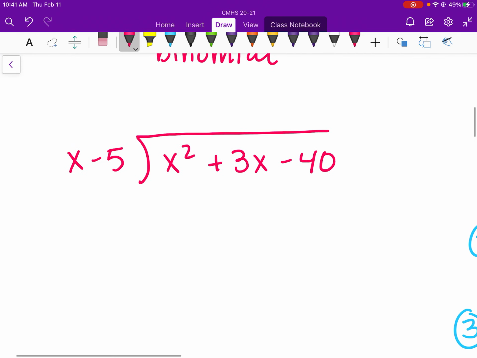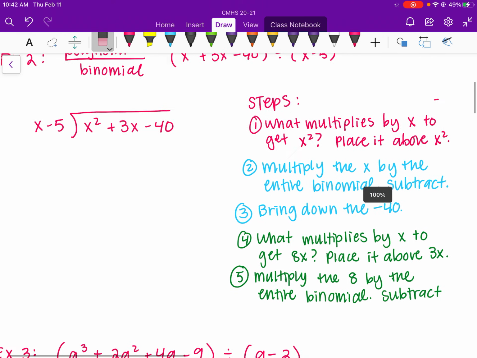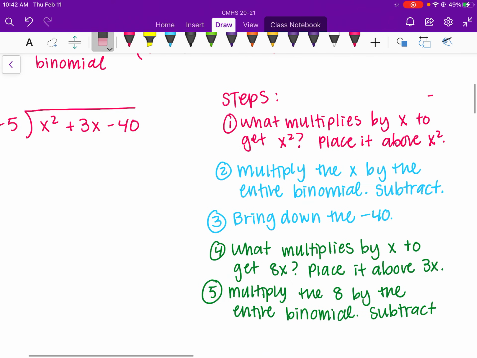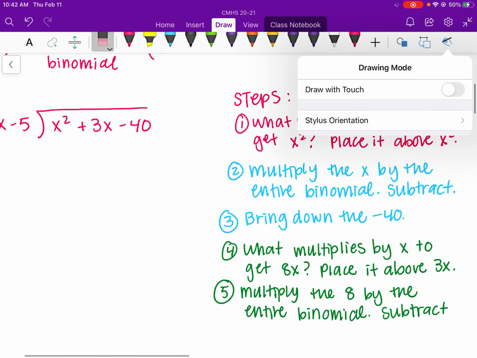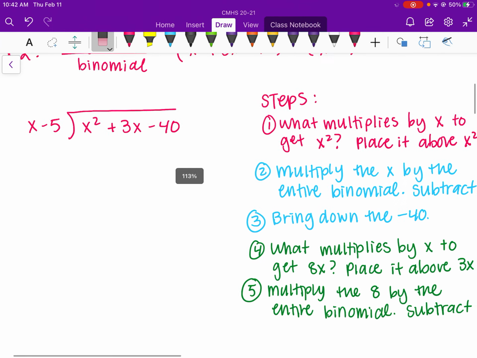This part is called the dividend, and this part is called the divisor, I believe. That's not super important though. So you write it like that in the little box, and I wrote the steps over to the right side. So let's start.